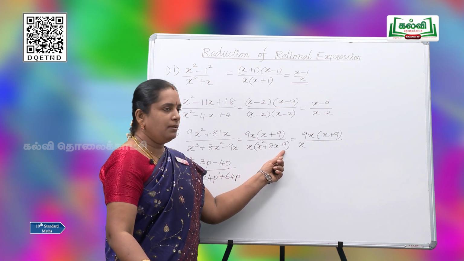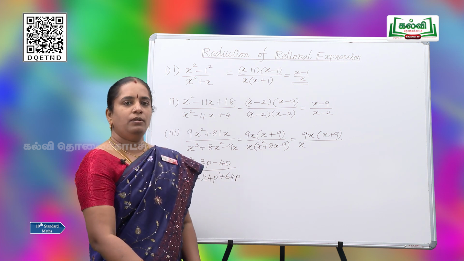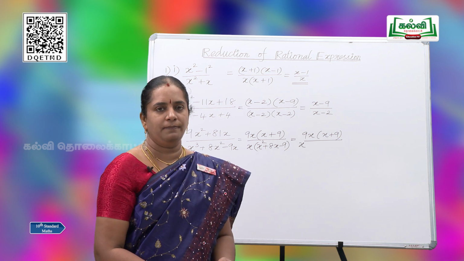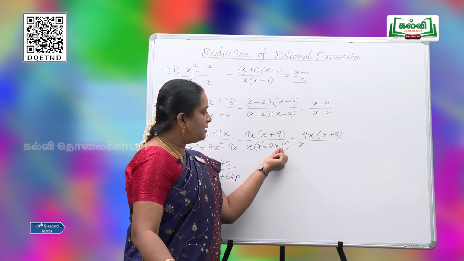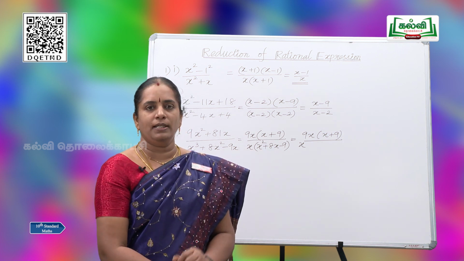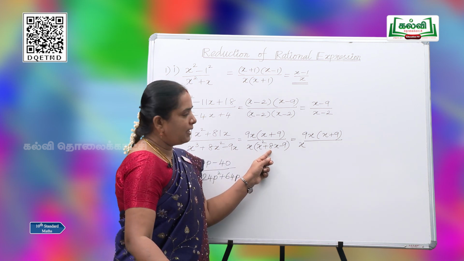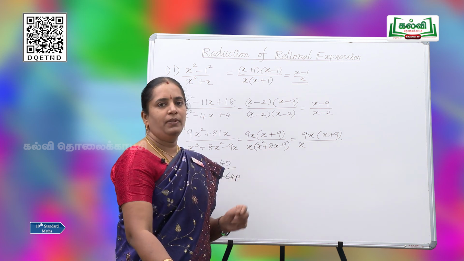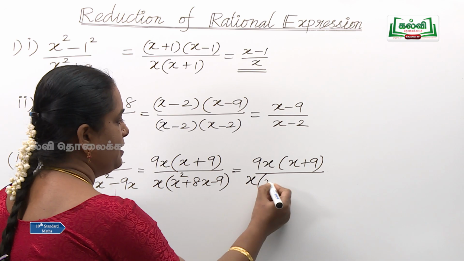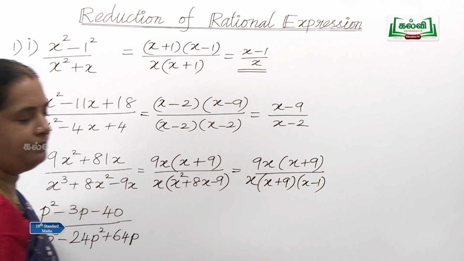So, this is the product of the terms and this is the sum of the terms. What are the numbers whose product is 9 and sum is 8? Since this is negative, we have to say the difference is 8. What are the numbers? Yes, they are 9 and 1. Since the second term has positive sign, the larger number should be given positive. That is, we have to write it as x plus 9 and x minus 1.